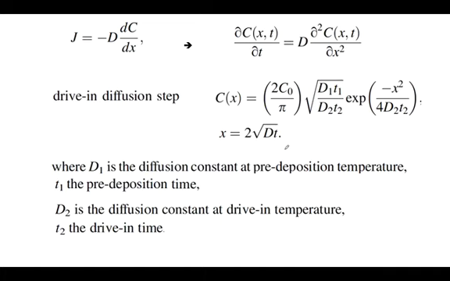There are two other parameters, D1 and D2. D1 is the diffusion constant at the pre-deposition temperature, and t1 is the pre-deposition time. When you deposit the film or the dopant film at some temperature, maybe room temperature, that's T1, and then you anneal it at T2. Of course D1 and D2 will be two different numbers, because when you heat it at high temperature, your diffusion constant is different than at room temperature when you deposit the film.